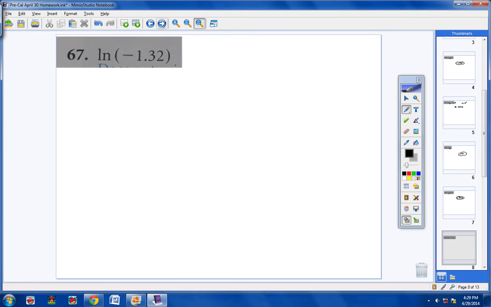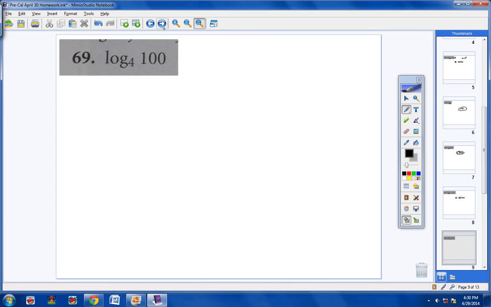Okay, let's take a look at number 67. This is a natural log, so we have a base e, and the natural log of negative 1.32, of course, is going to be undefined or no solution, because you can never take the logarithm of a negative number, and I showed you why back on number 61. Now let's move on to numbers 69 through 73.